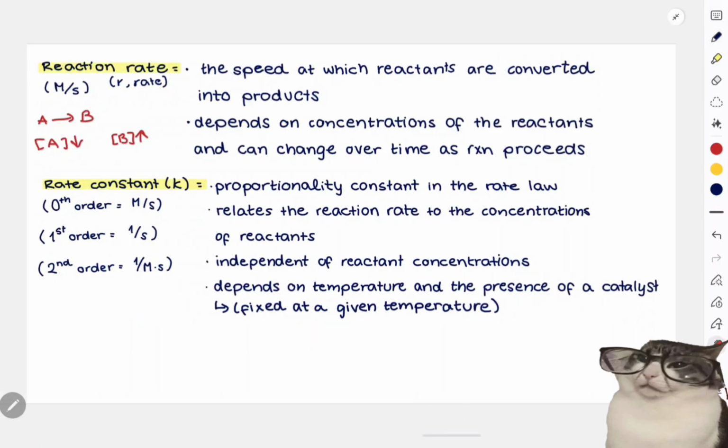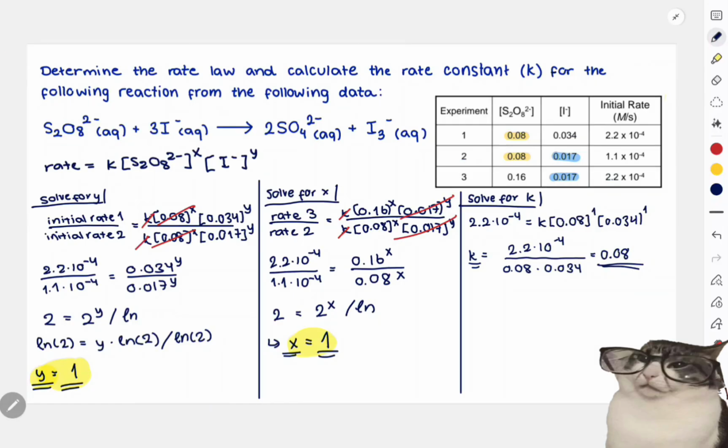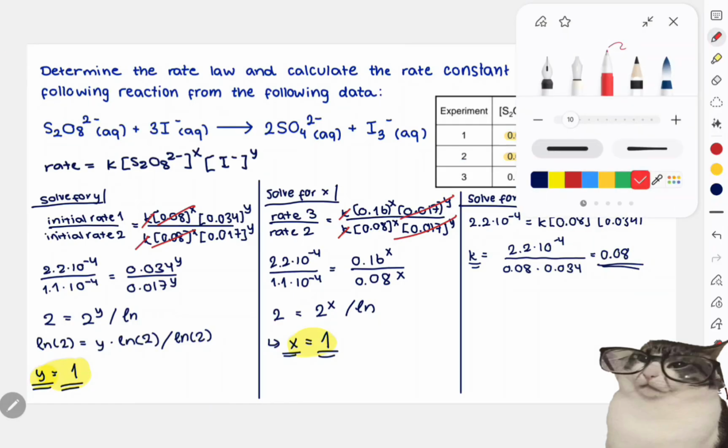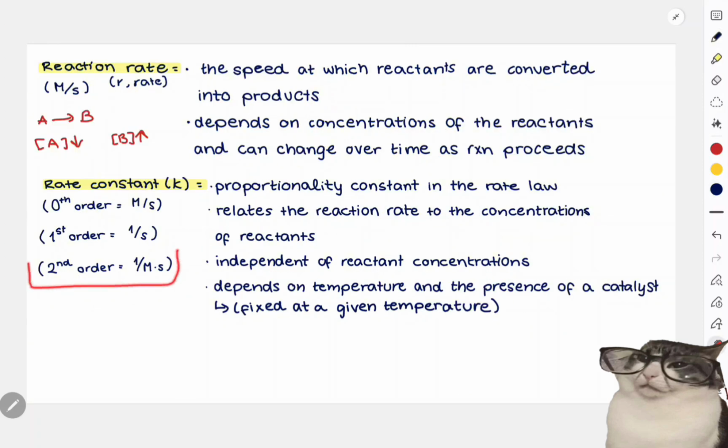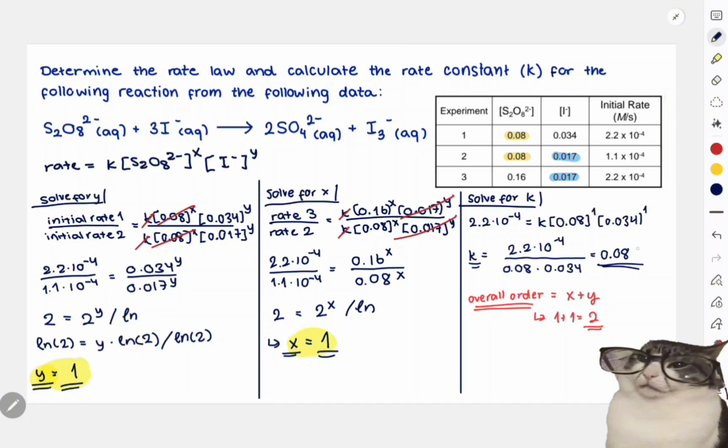Now you may be wondering, what is the unit? Remember, before I said that the unit of the rate constant depends on the overall order of the reaction. In order to obtain the order of the reaction, we just need to add all of the orders together. So the overall order would be x plus y. x is 1, y is 1. So 1 plus 1 is 2. So the overall order of the reaction is 2. This is the unit: 0.08 per molar per second.